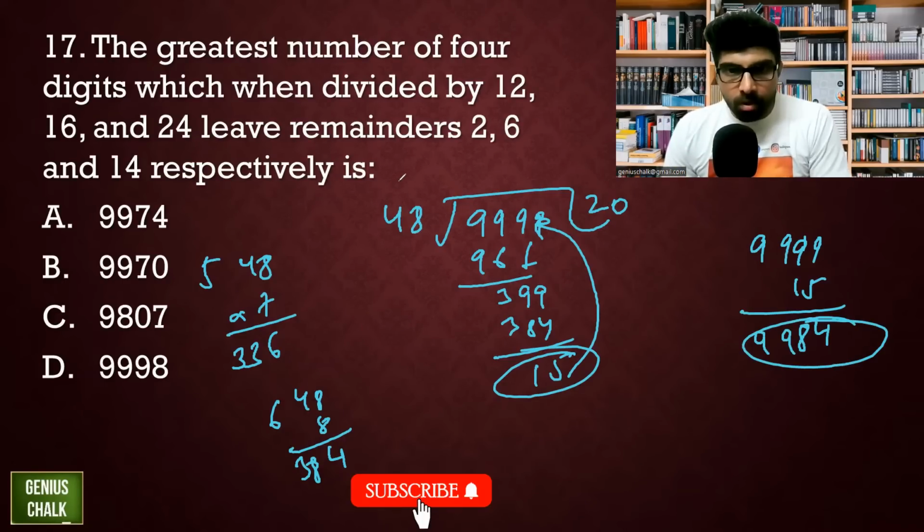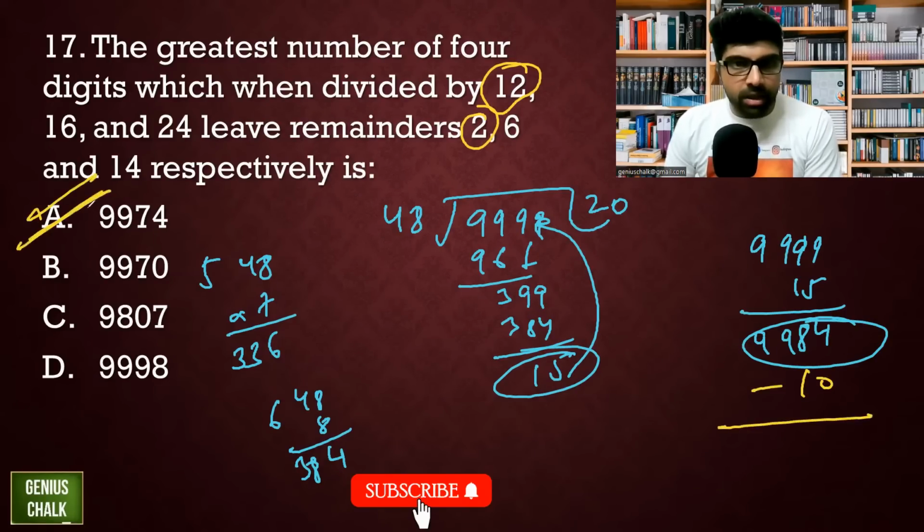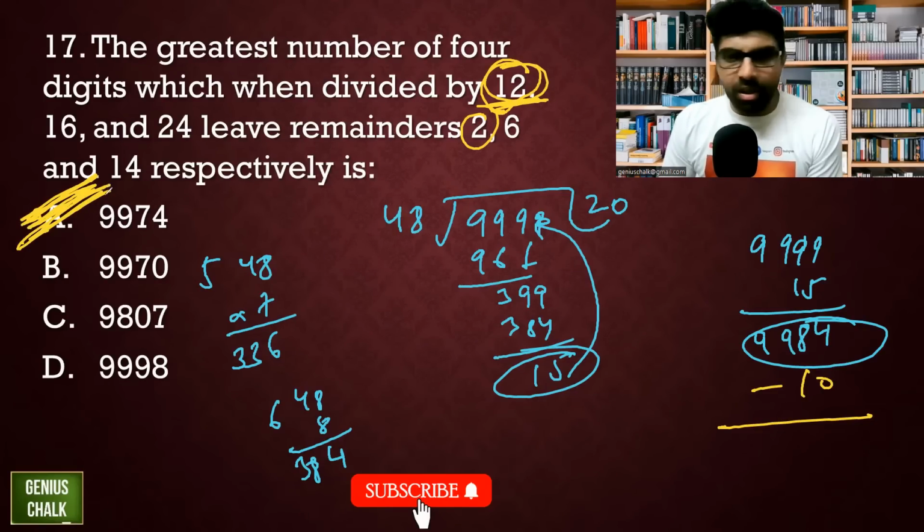But remember what we have learned. We have got the difference here as 10. So subtract that 10 also. So this is my answer, 9974. The other way to solve this question is, again, you can check the options and check whether each option leaves the required remainders. This is how you can solve this question in the exam very fast.